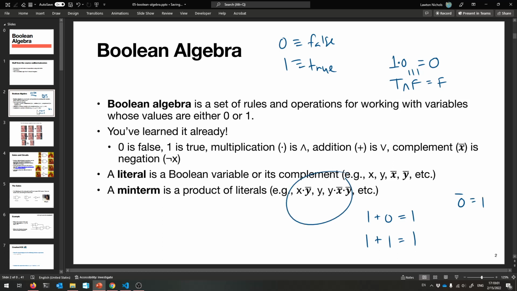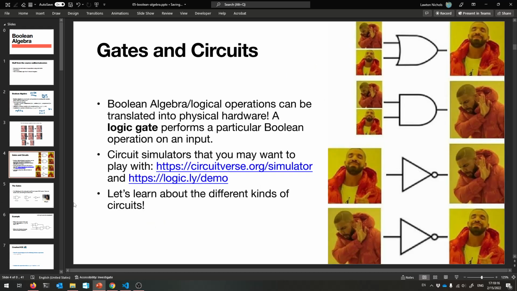And then, yeah, a min term can be anything, so it can be as many literals as you want to multiply together. So x times y times z bar times x bar times just normal z. Doesn't matter. So it's a product of literals. Okay? So with that, let's talk about gates and circuits.